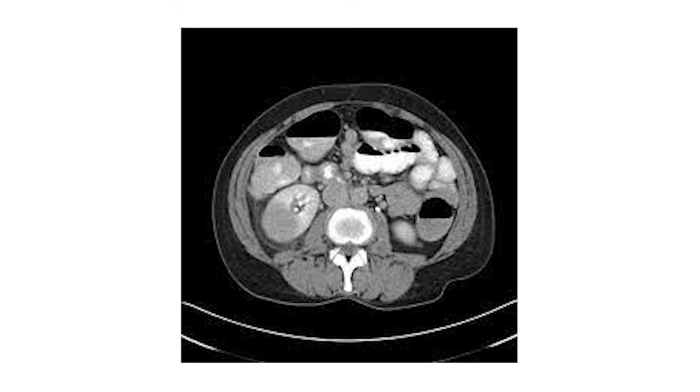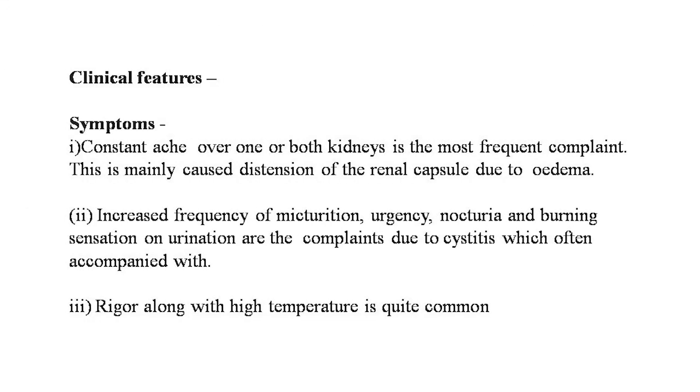Now the clinical features of the pyelonephritis. As mentioned earlier, acute pyelonephritis is more common in the females, particularly during the pregnancy and soon after marriage, which is popularly known as the honeymoon pyelitis. Peculiarity in this condition affects right side more often than the left side, but it may be bilateral. Now the symptoms: constant ache means pain over one or both kidneys is the most frequent complaint.